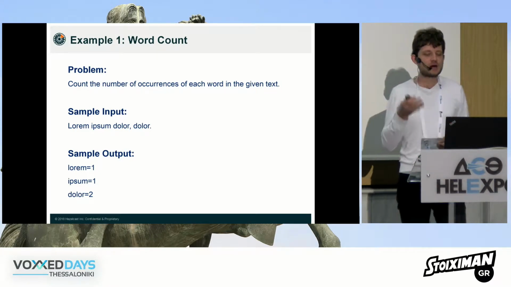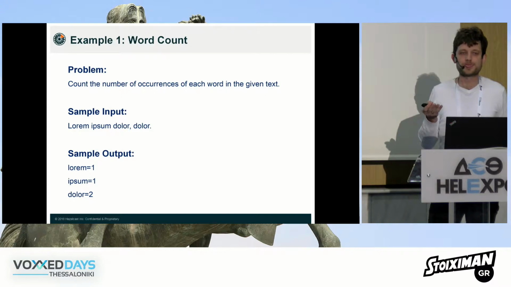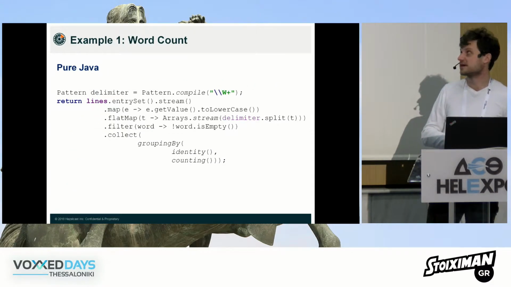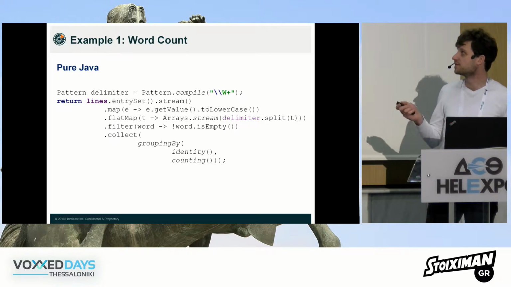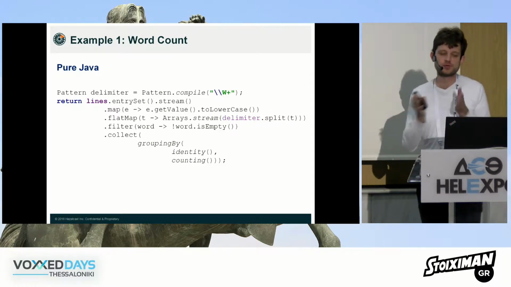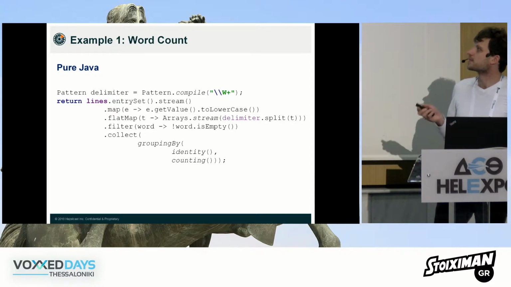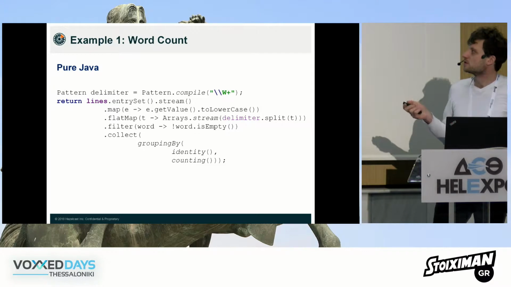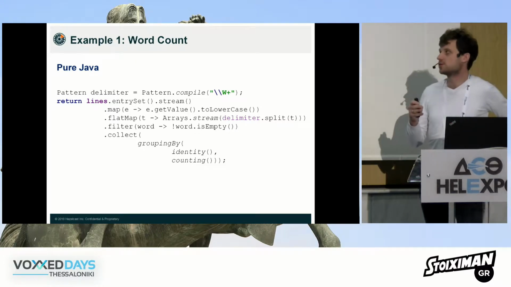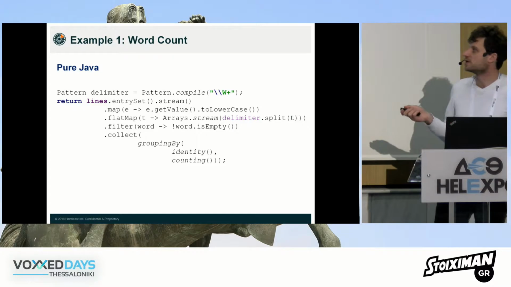So let's first think how we would write the algorithm in pure Java. We'd probably come up with something like this, where you first specify the pattern, the regex for how to split the words. Then we start with the lines. For each line, we convert it to lowercase. Then we tokenize each line. We filter out empty words, and finally we collect it.